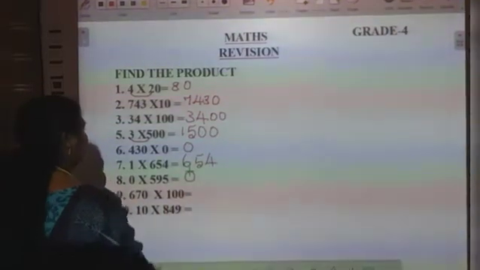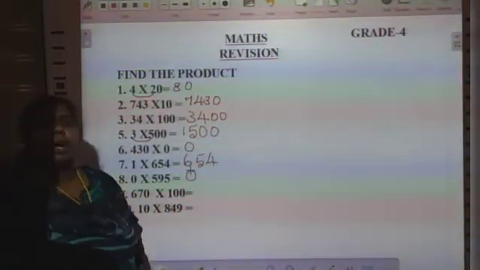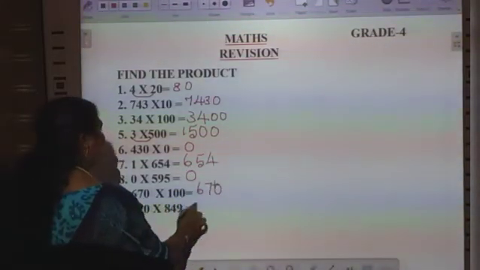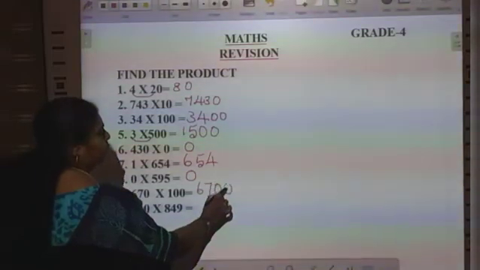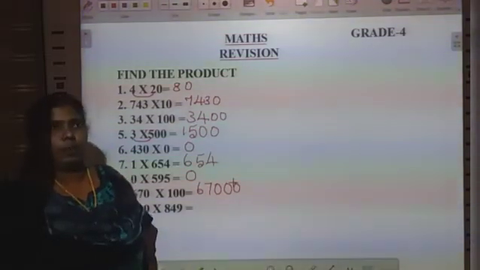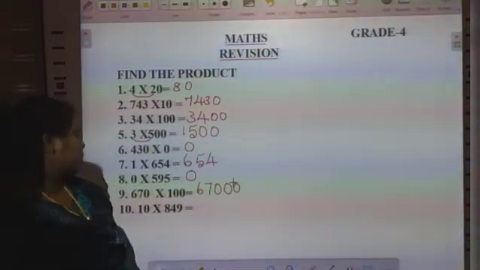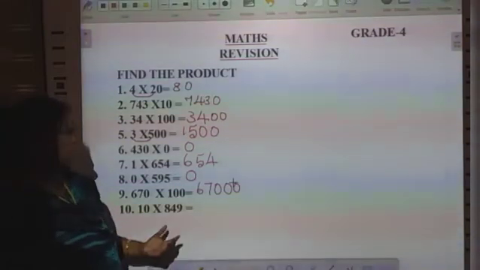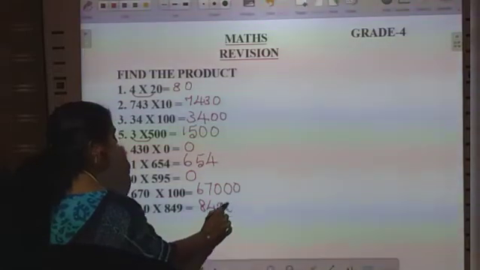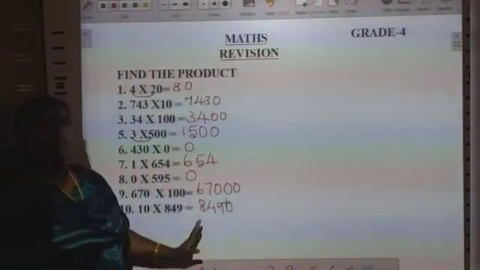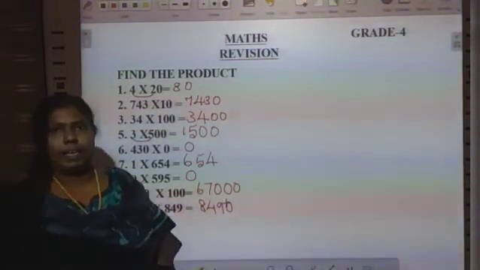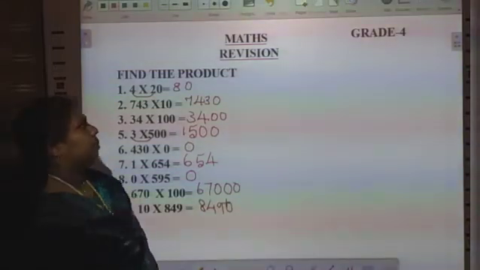Yes, 0. Next, 670 into 100. How much will it come? You have to write 670 and in the ones place put two zeros. So the answer is 67,000, isn't it? Then 10 into 849, you multiply by 10 here. So 849, and in the ones place you just add 1 zero. That means 8,490, isn't it? Right? Yes.